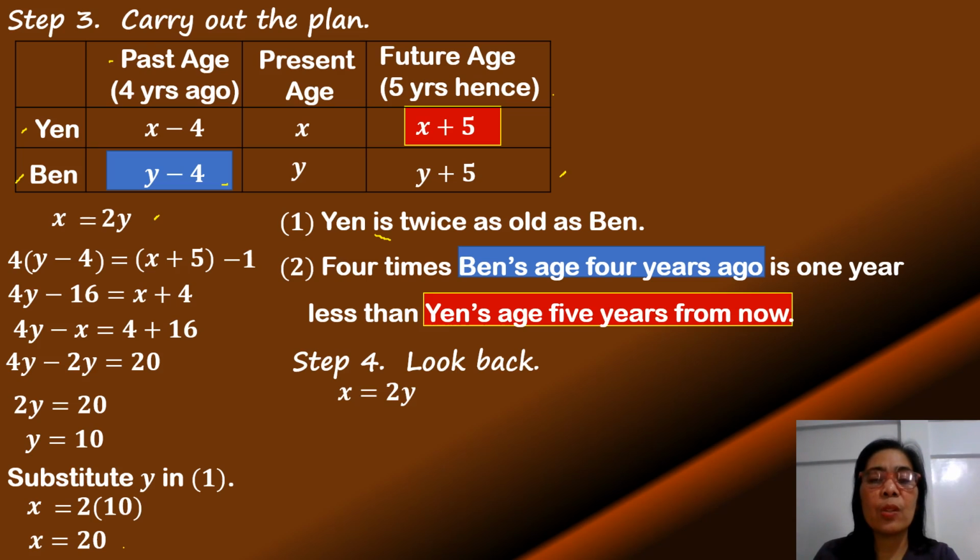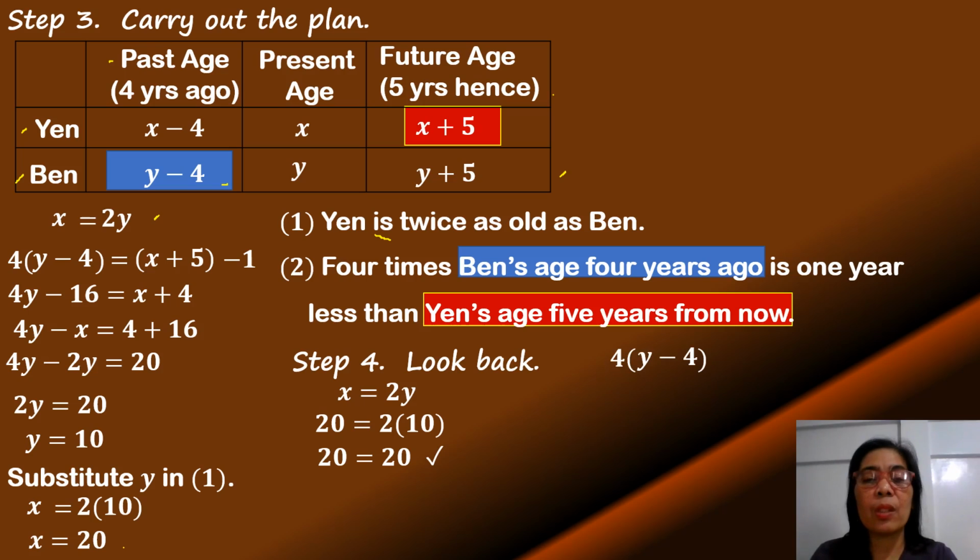So the first condition is that x is equal to 2y, or Yen is twice as old as Ben. So since x is 20, we have 20 equal to 2 times 10, we arrive at an identity, which means the first condition is satisfied.